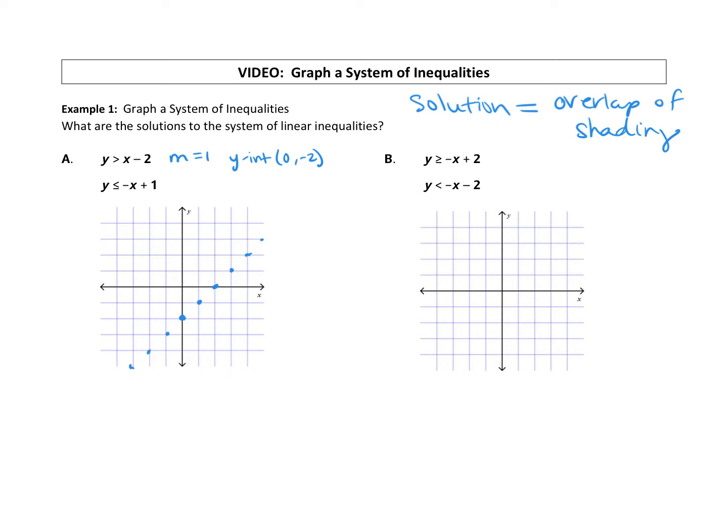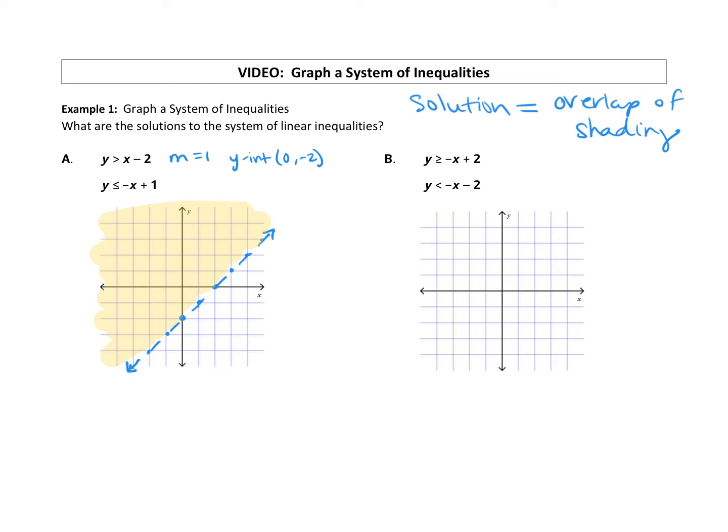Now we have to decide if we're going to draw a solid line or a dotted line. Are the solutions on the line? When your inequality says it's just a greater than, that means solutions are not on the line. So we are going to draw a dotted line. And then where are the solutions? Are they above the line or below the line? When it says y is greater than x minus 2, the solutions are going to be above the line. So I'm going to go ahead and shade above the line right here.